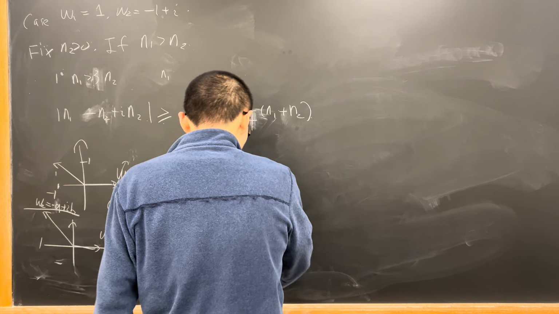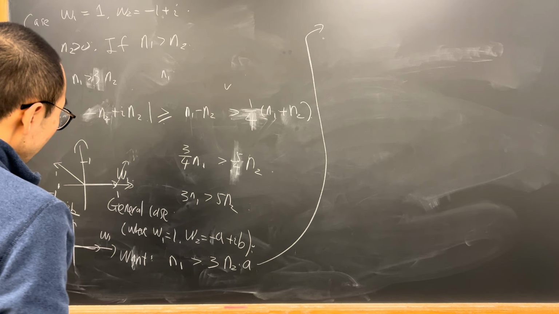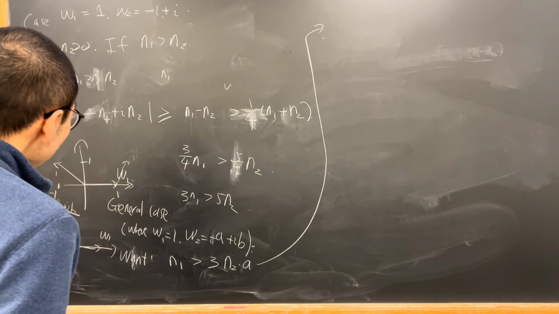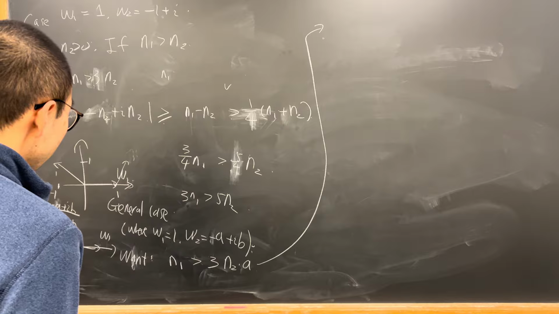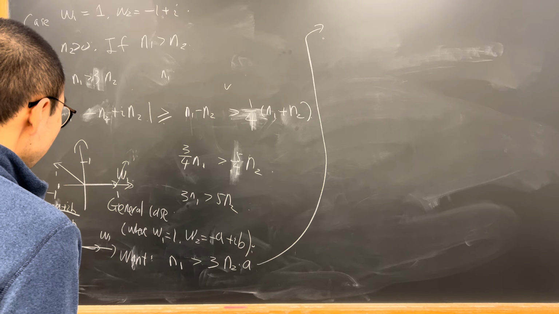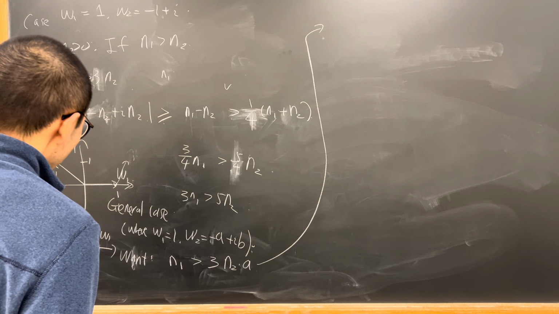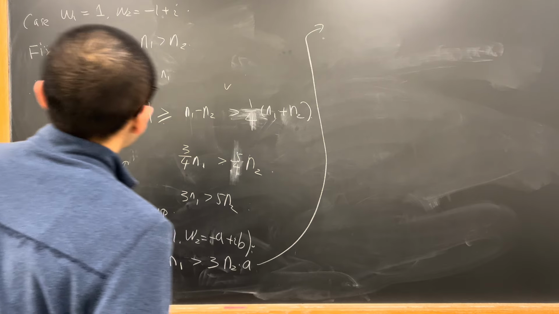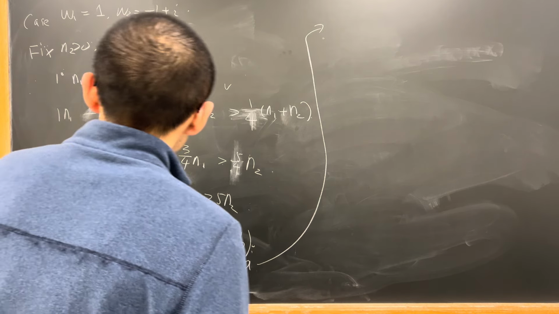Okay, let's see. So N1 bigger than 3 N2 times A. Okay, so now let's prove that.